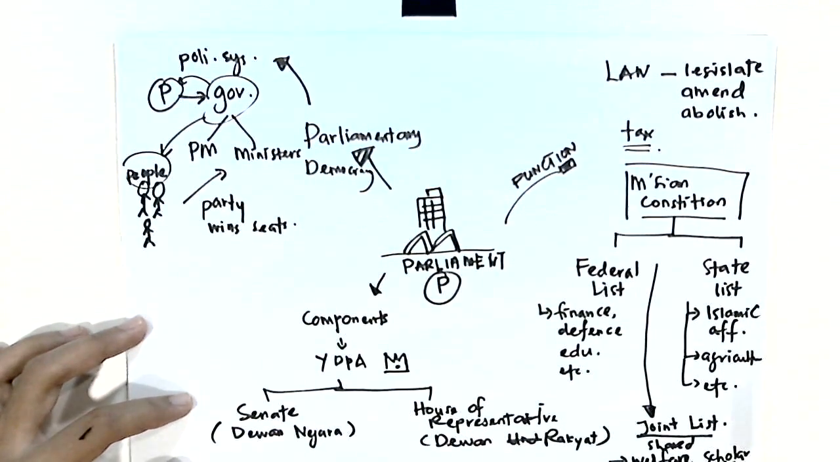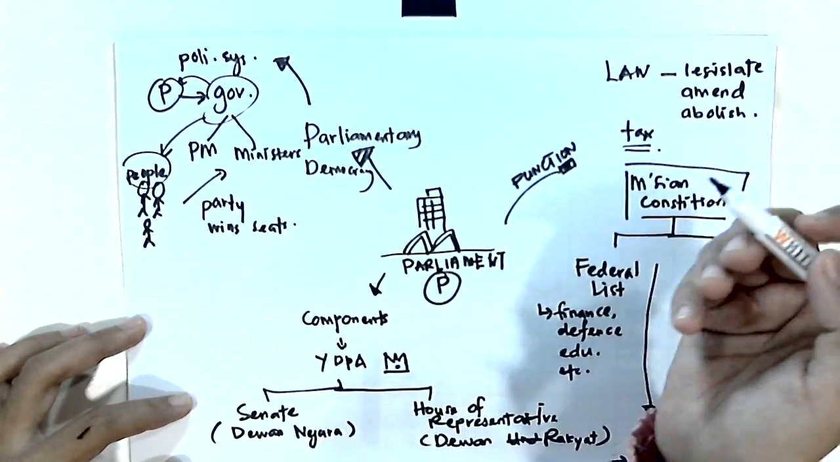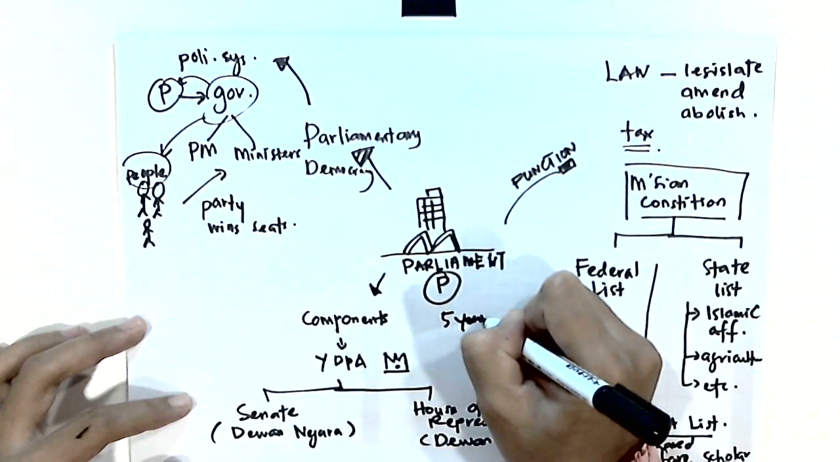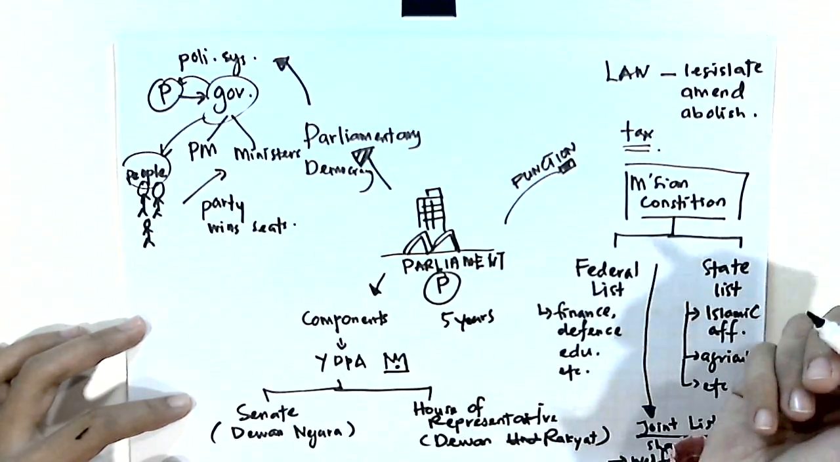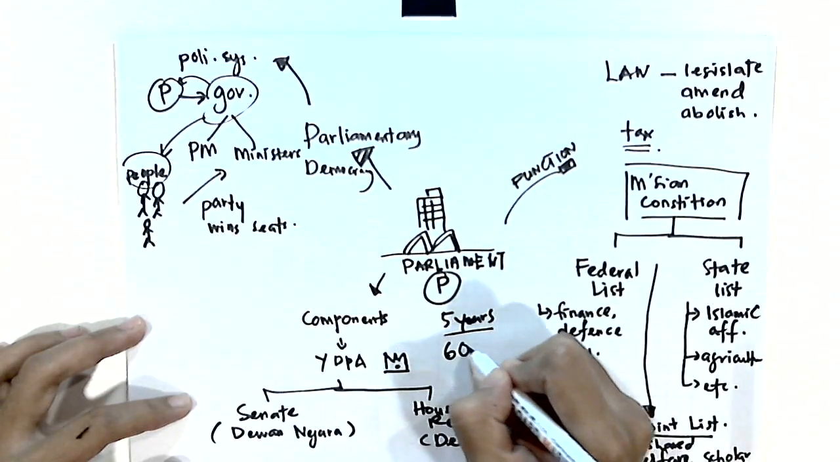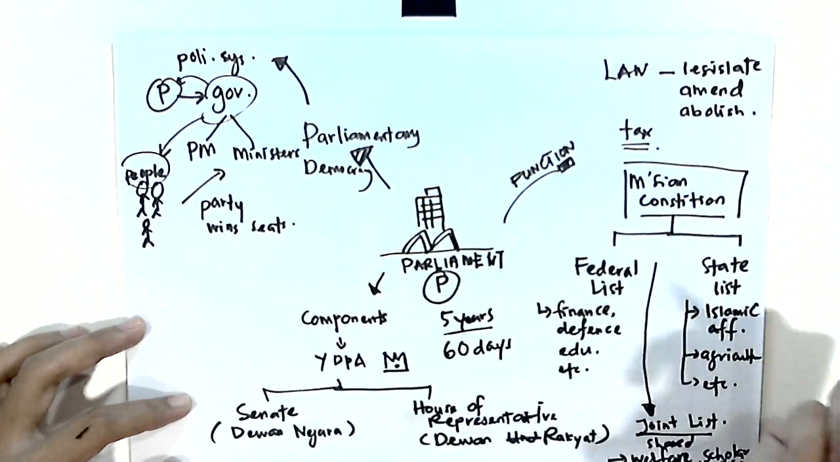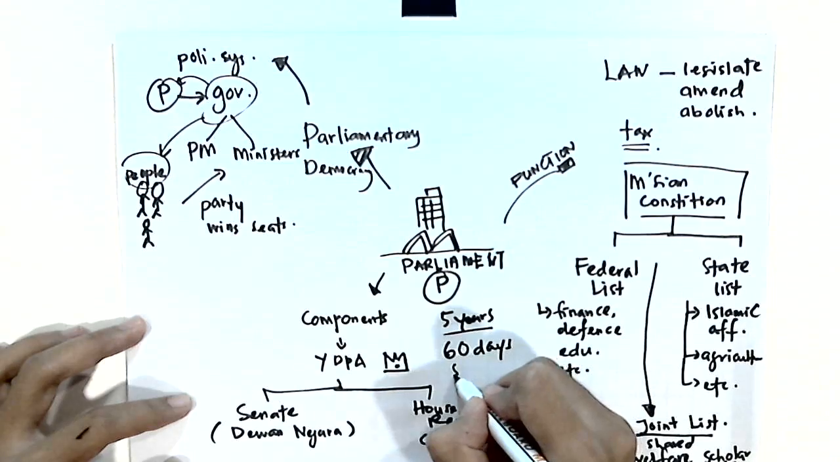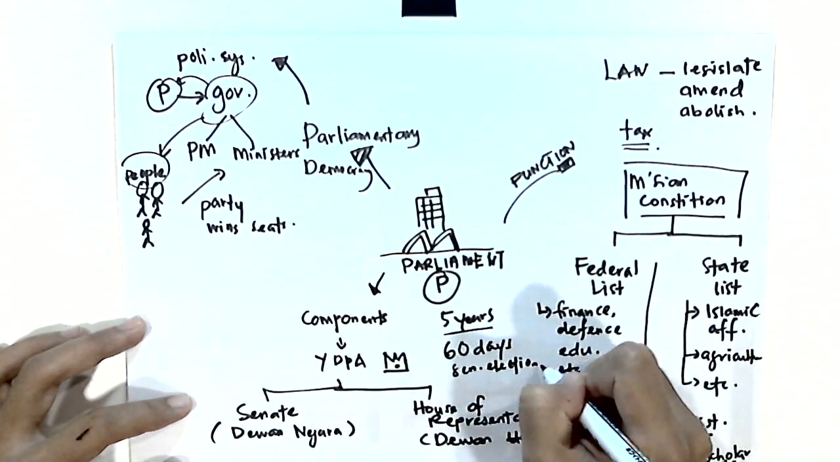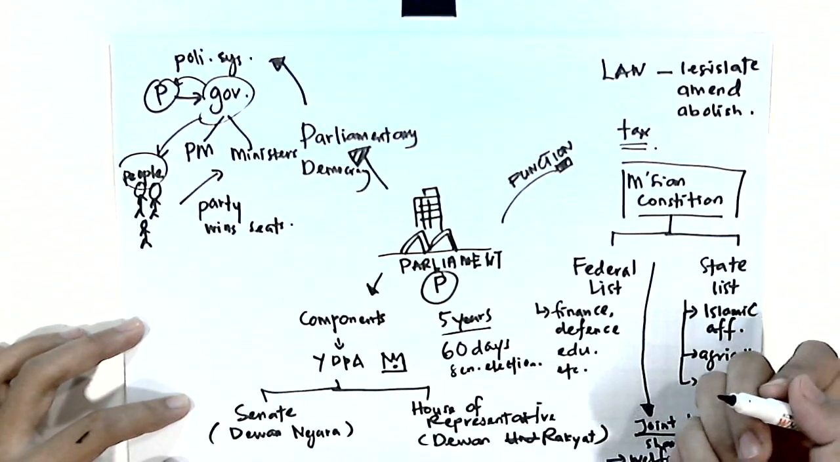Parliament will operate for a period of 5 years. After that it will be automatically dissolved, and within 60 days the general election has to be conducted in the country for the new parliament to be formed.